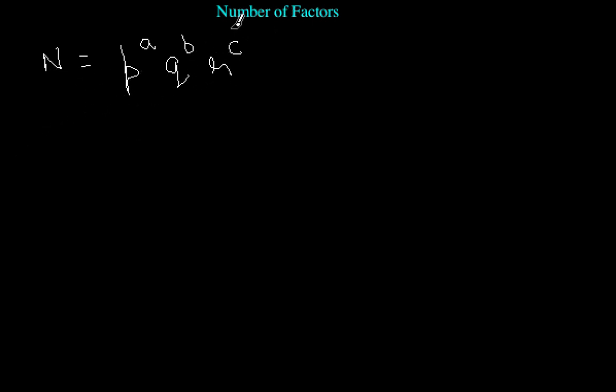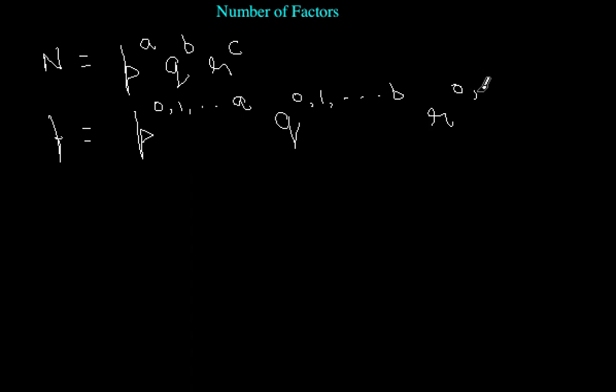Now how do we find the total number of factors possible for N? If we choose any factor of N, we could have a power of p which could range from 0, 1 until a. Similarly for q, we could have a power of 0, 1 till b. Similarly for r, we could have any power from 0 to c.